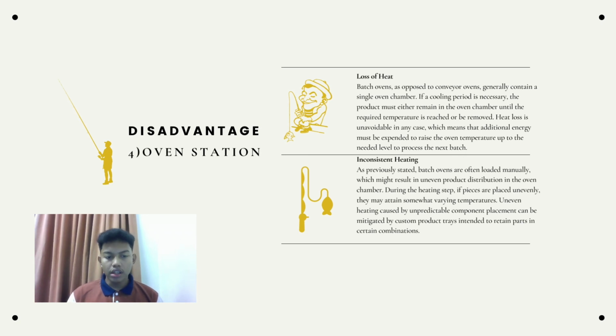And the last is oven station. First, loss of heat. Batch ovens are the opposite of conveyor ovens. They generally contain a single oven chamber.